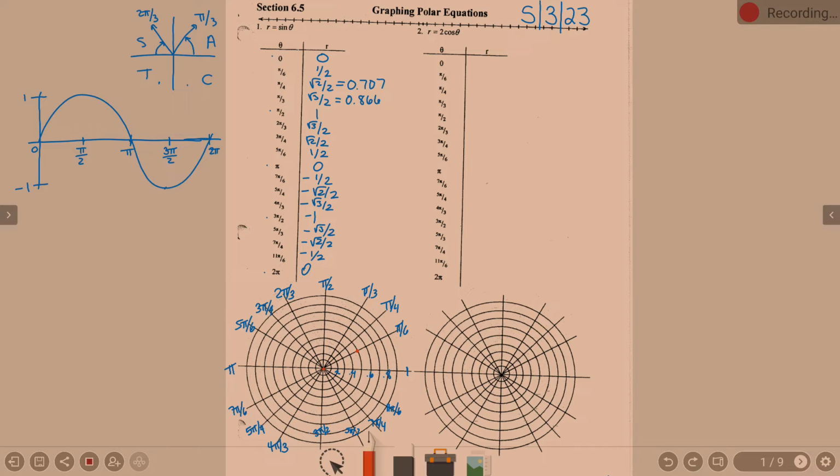Okay, square root of 2 over 2, comma pi over 4. So on pi over 4, we're going to go out to 0.7-ish. Mine's just going to look like 0.7. I mean, it's 0.707, so not a real big difference. Okay. Square root of 3 over 2, comma pi over 3. So on pi over 3, we're going out to almost 0.9. Not quite 0.9, something like that.